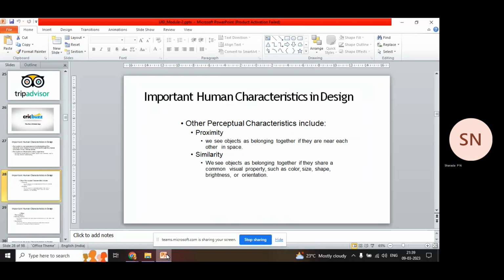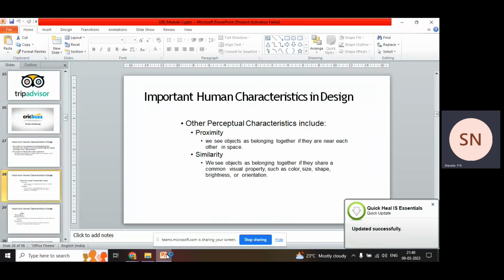Next is unity. Objects that form a closed shape are perceived as a group. Next is continuity. Shortened lines may be automatically extended. Next is balance. We desire stabilization or equilibrium in our viewing environment. Vertical, horizontal, and right angles are the most visually satisfying and easiest to look at.